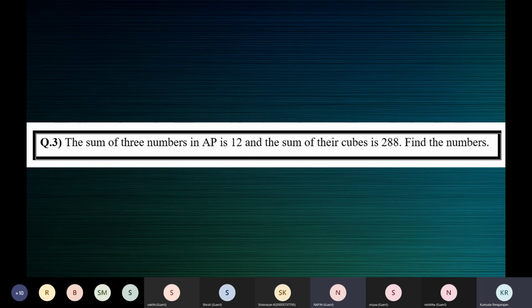The sum of their cubes. How do we express that? A cube, A minus D cube, A cube, and A plus D the whole cube. Yeah. First, the sum of the three numbers is 12. So A minus D plus A plus D is equal to 12. So from this, we'll get the value of A. 3A is 12. A is equal to 12 by 3, 4.